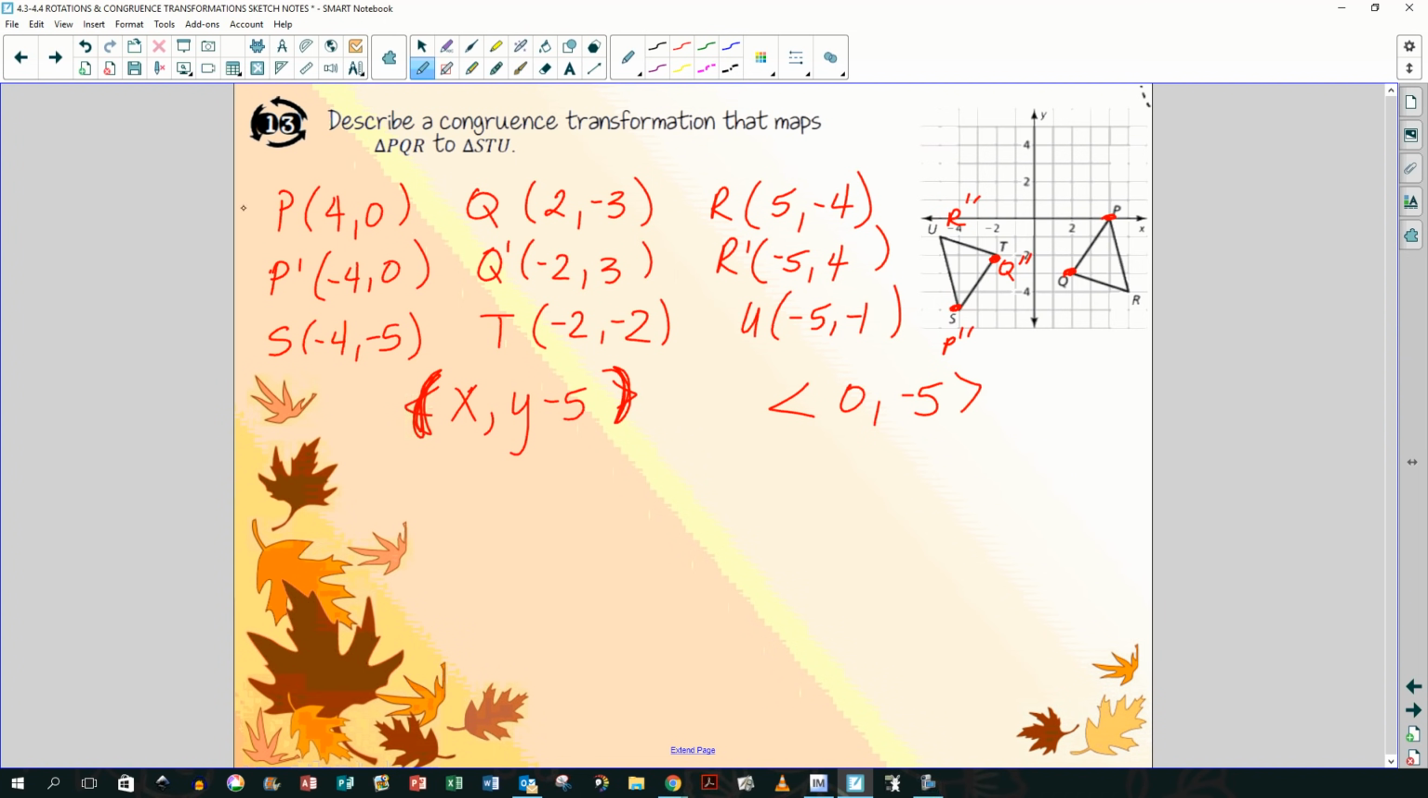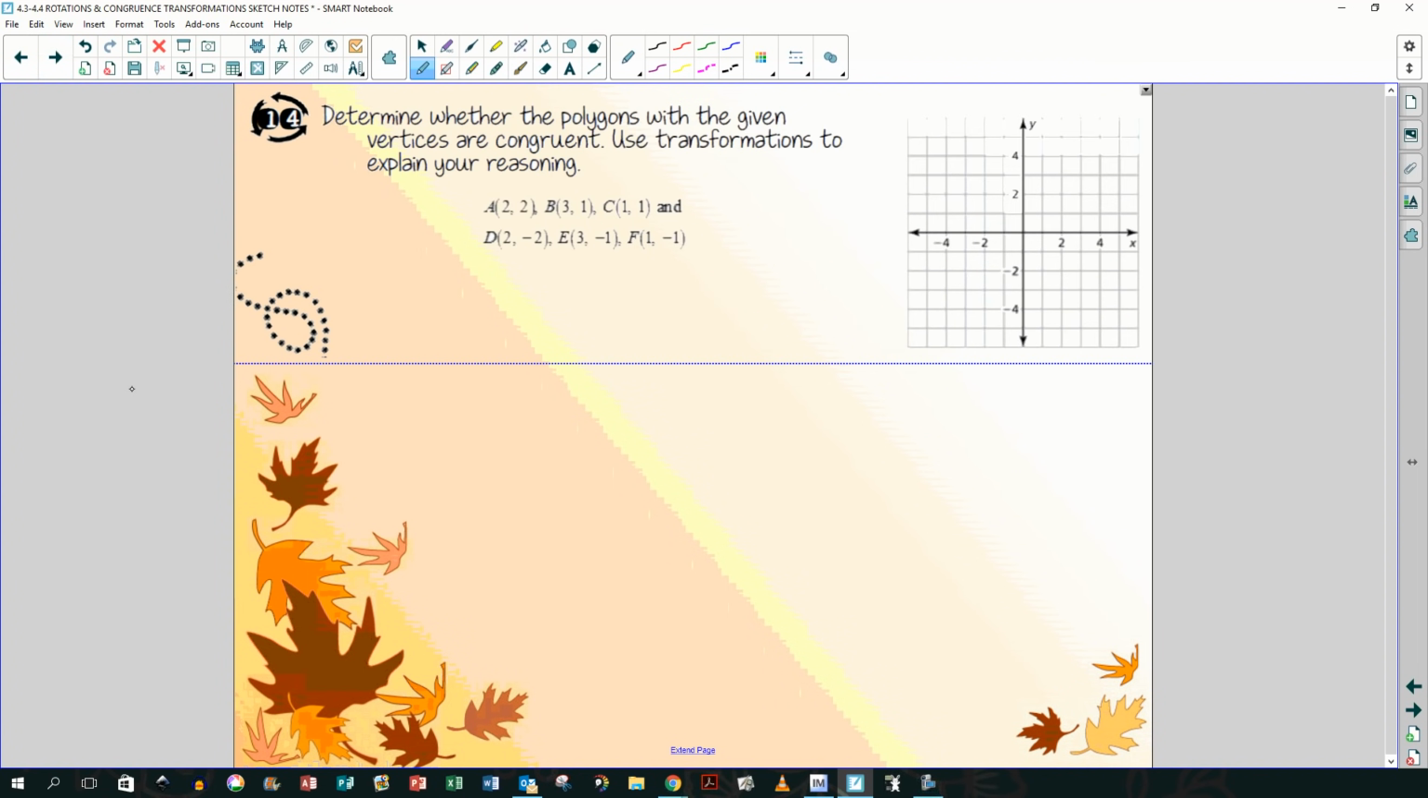All right, number 14, we're almost done. I know this has been a super long set of notes. Determine whether the polygons with the given vertices are congruent. Use transformations to explain your reasoning. So if I plot 2, 2, 3, 1, and 1, 1. Tiniest triangle ever, ABC.